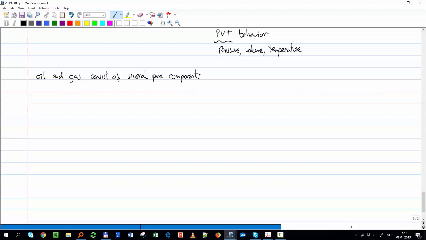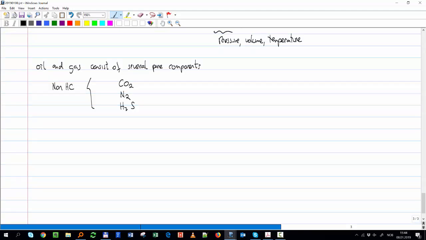Okay, what components do we have in oil and gas? First, we have what we call non-hydrocarbons, where the most important are CO2, nitrogen, and H2S. These are the non-hydrocarbons. We have other things also, but those are the ones that take most of the space in oil and gas. Then we have all what we call the hydrocarbons.